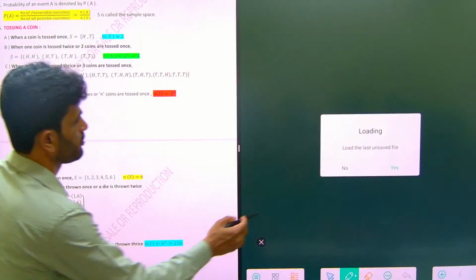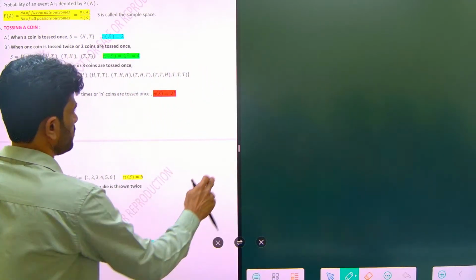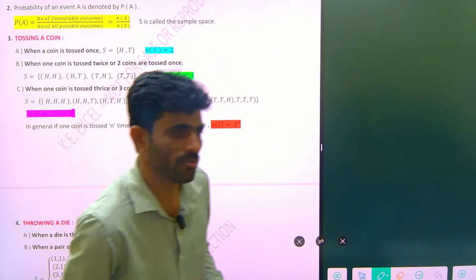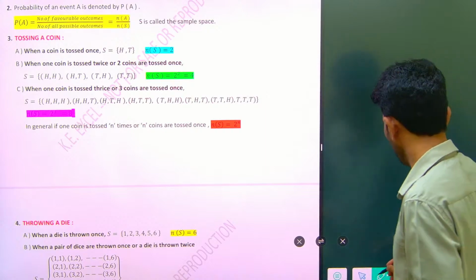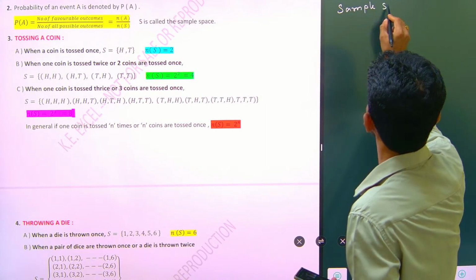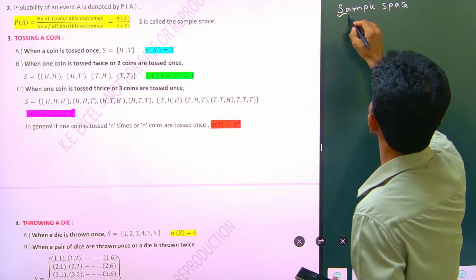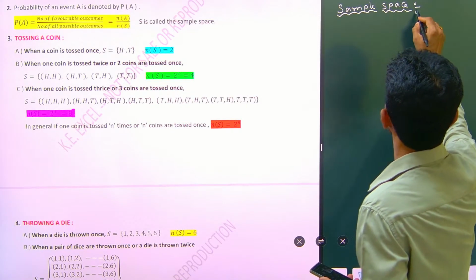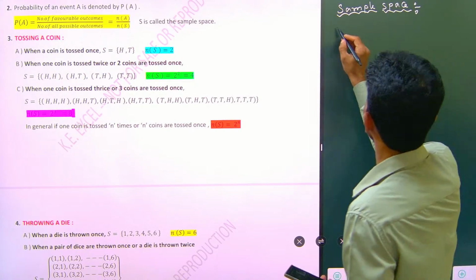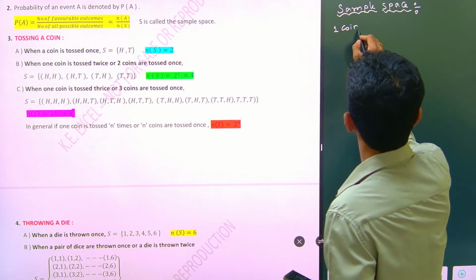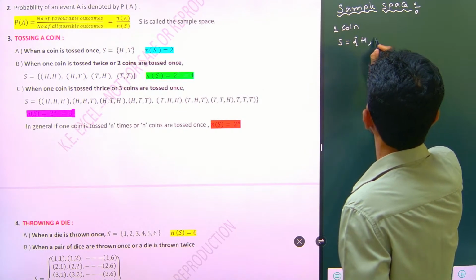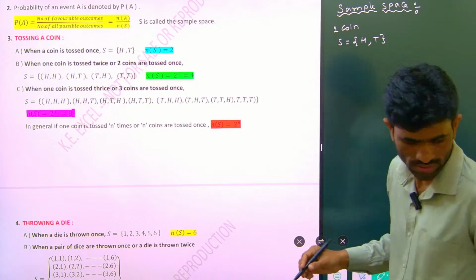Now we will discuss first about probability. I want to tell you about all the sample spaces first. Do you remember all the sample spaces? If it is one coin, because if we know the sample space, then you can select favorable outcomes and total outcomes and then probability. One coin sample space, what? H, T.